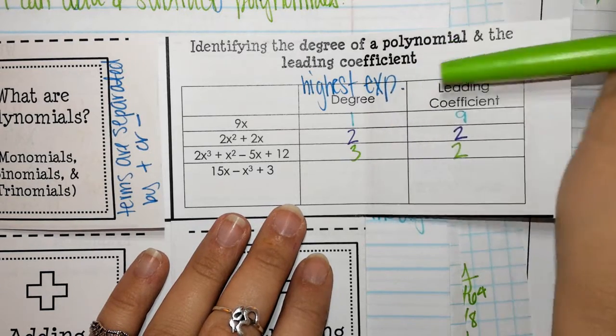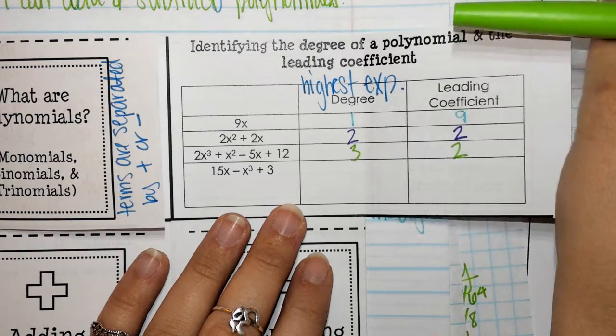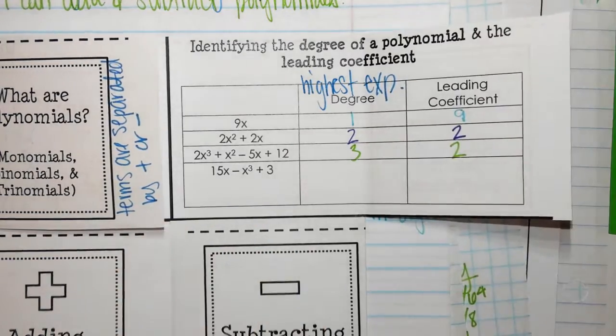Okay, polynomial. Polynomial. Van, are you having a fit? Okay, get it together.